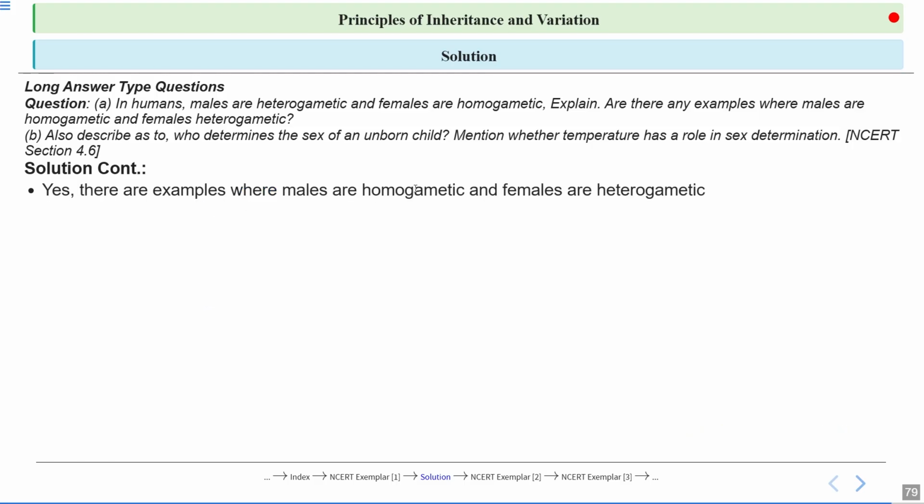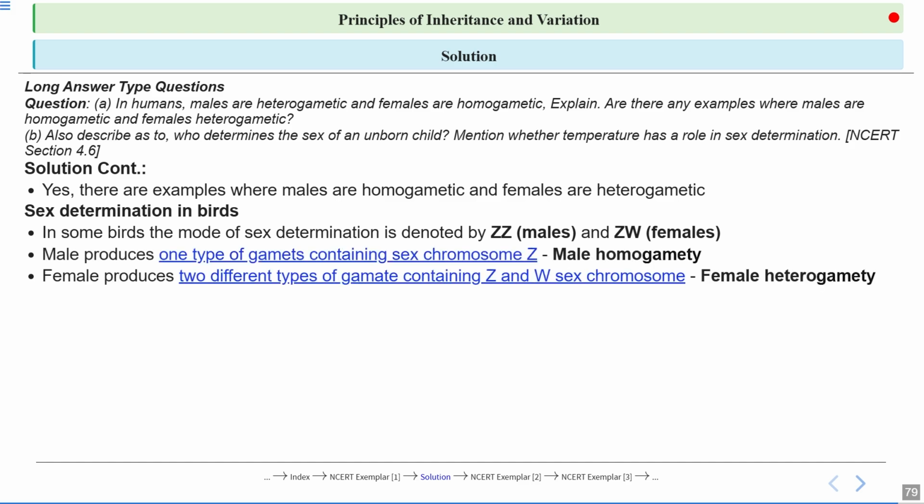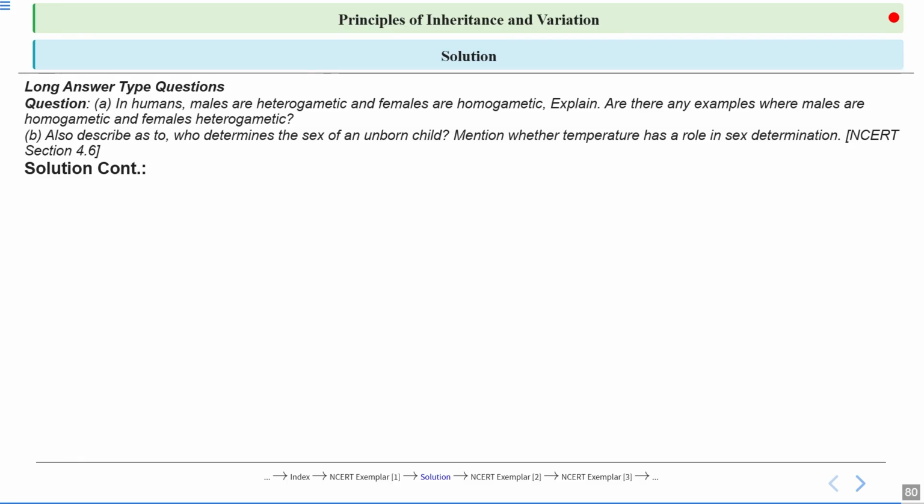Okay. So some examples where males are homogametic and females are heterogametic. This is the sex determination system in birds. In birds, females have ZW and males have ZZ. So males are homogametic here and females are heterogametic. This is clear. So this is the opposite of the XY sex determination system, where females produce two kinds of gametes, Z and W, and males produce only one kind of gamete, having only the Z chromosome in them.